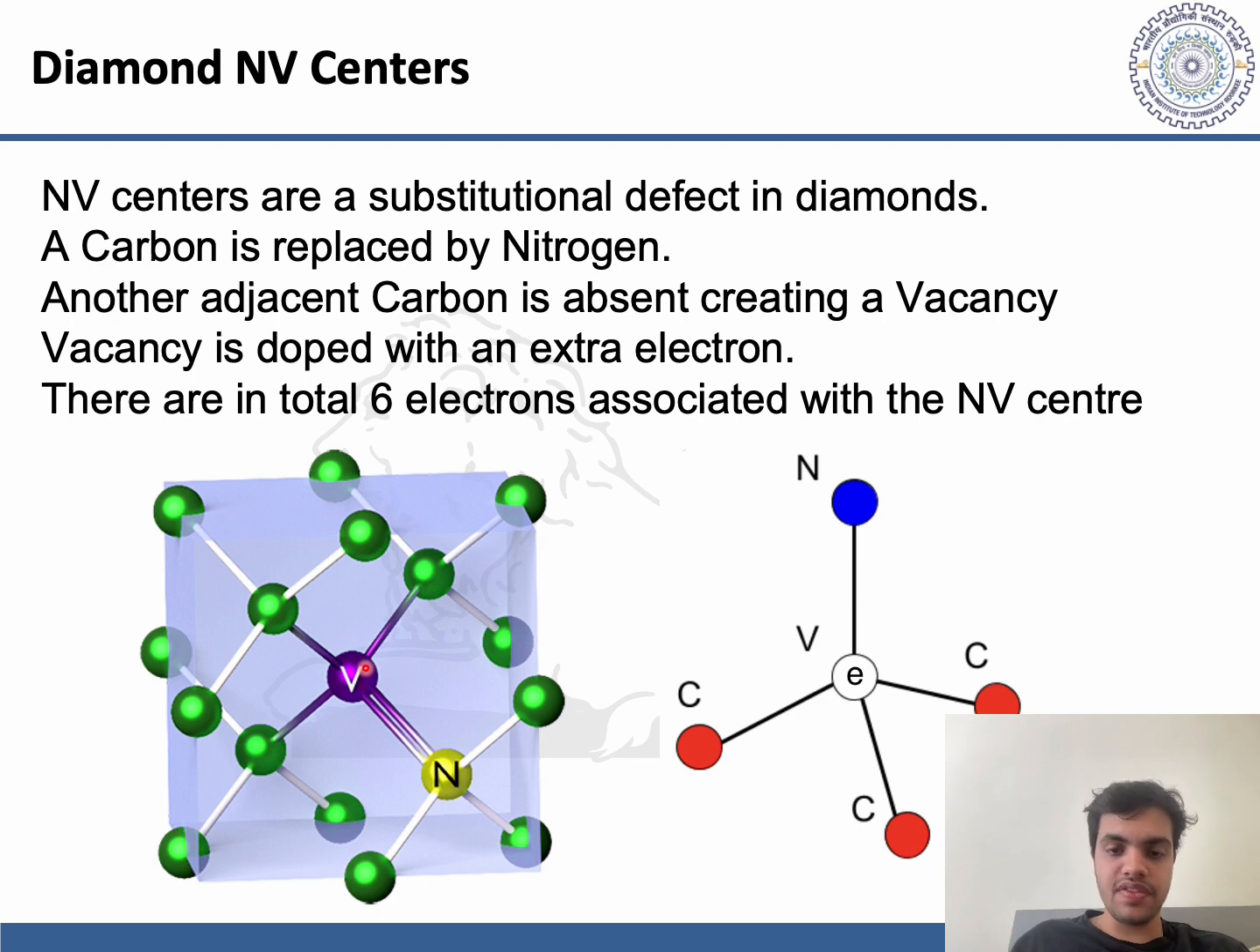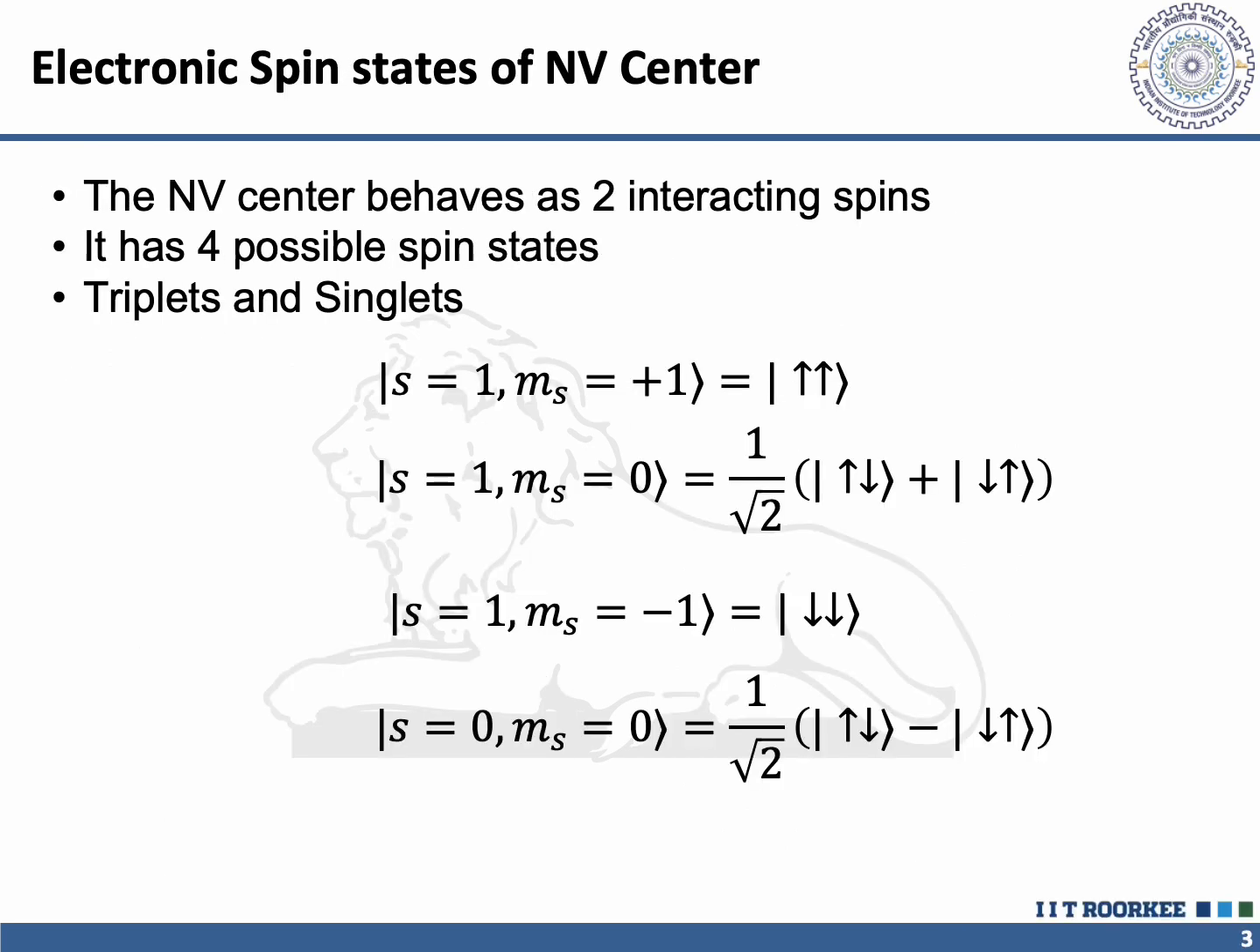This is what you call an NV center, but for all our purposes, we dope this NV center with an extra electron to make it have exotic properties that can be exploited. So in total, there are 6 electrons associated with the NV center, one coming from each carbon, so that's 3, 2 of them coming from a nitrogen, that's 5, and one extra electron that we've doped in the vacancy. So this means it's a 6 electron system.